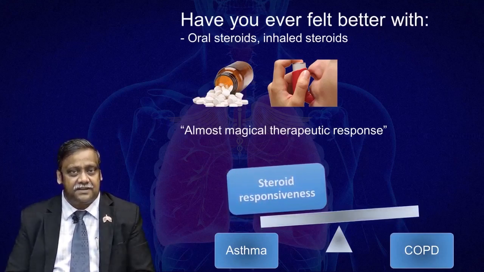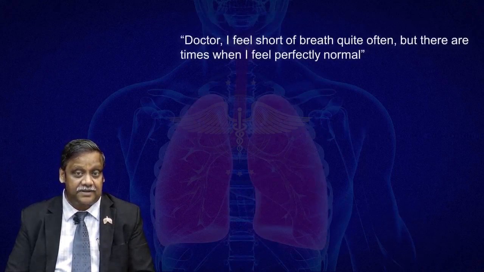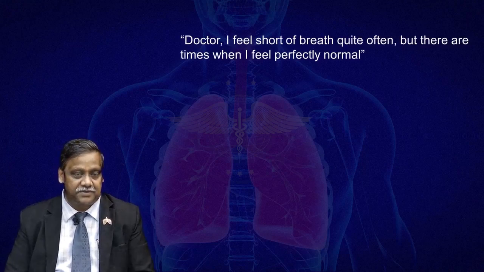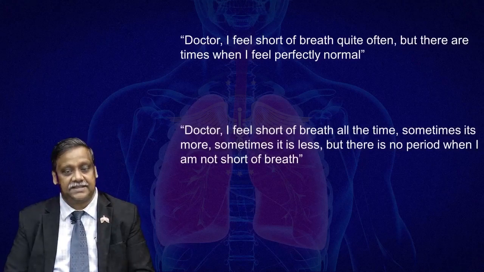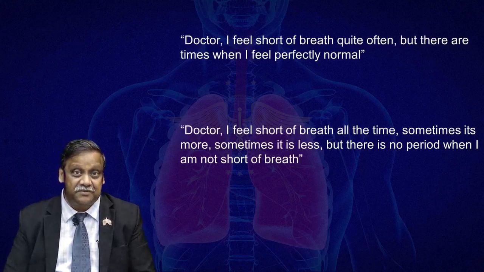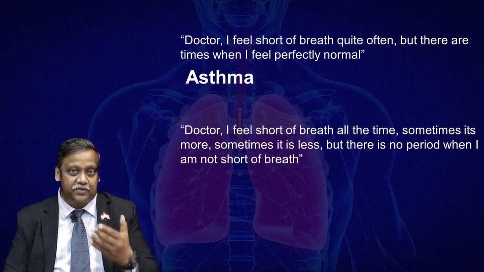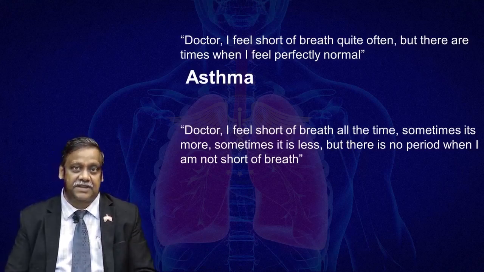Here are two statements, and listen to them carefully, because each one is giving you a clue as to the underlying diagnosis. Doctor, I feel short of breath quite often, but there are times when I feel perfectly normal. And here is another patient who says, Doctor, I feel short of breath all the time. Sometimes it's more, sometimes it's less, but there is no period when I'm not short of breath. Can you tell me the diagnosis in the first one? Obviously, it is asthma. When you have periods of normalcy in between the symptoms, it is very likely to be asthma.